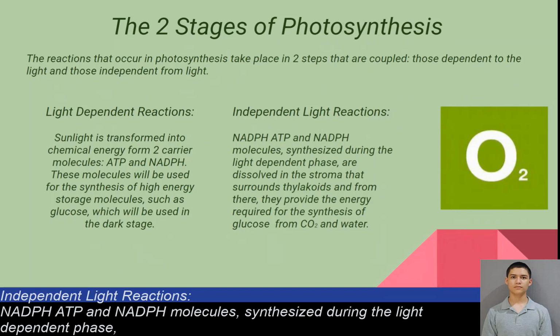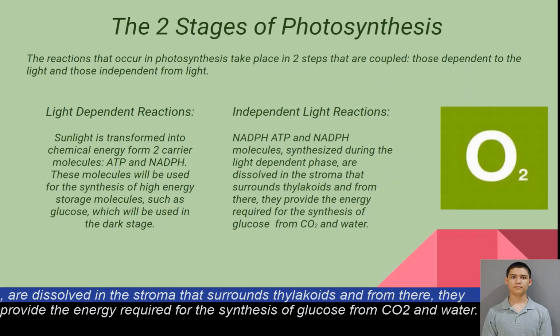Light-independent reactions. The ATP and NADPH molecules synthesized during the light-dependent phase are dissolved in the stroma that surrounds the thylakoids, and from there they provide the energy required for the synthesis of glucose from CO2 and water.